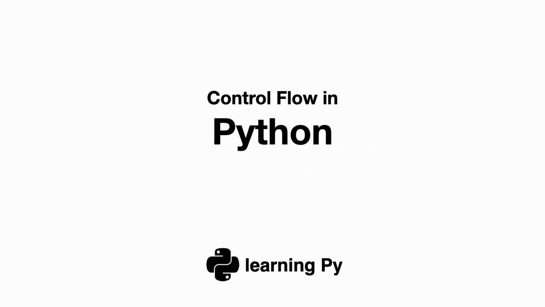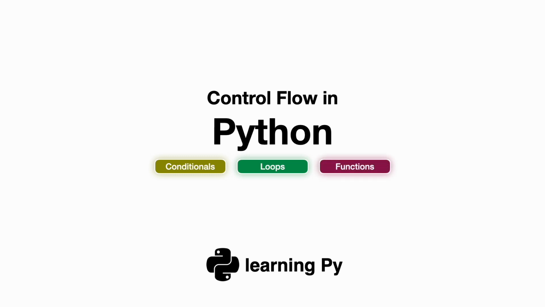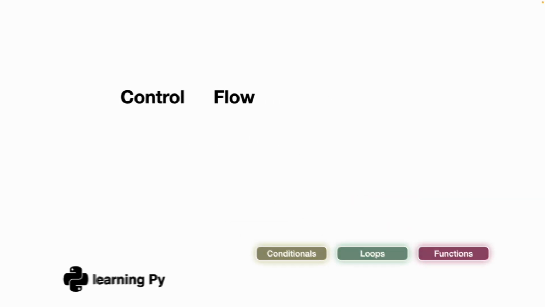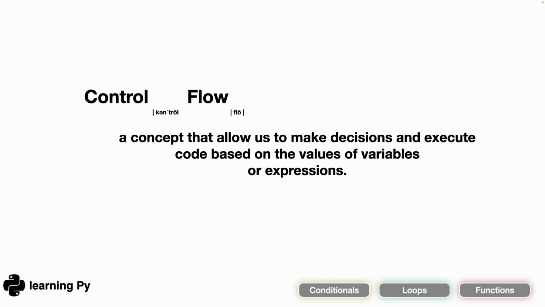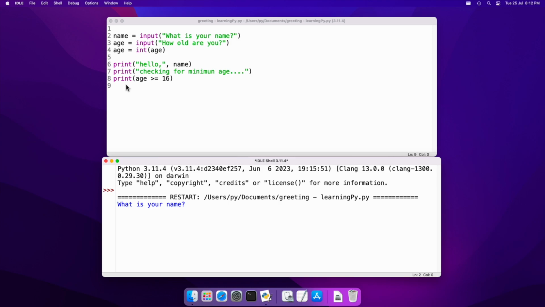In Python there are two main types of control flow statements: conditional statements and looping statements. Additionally, we can also use functions for control flow. So what exactly is a control flow? It's a concept in programming that allows us to make decisions and execute code based on the value of variables or expressions. Let's look at our sample greetings program from Basics of Programming video.